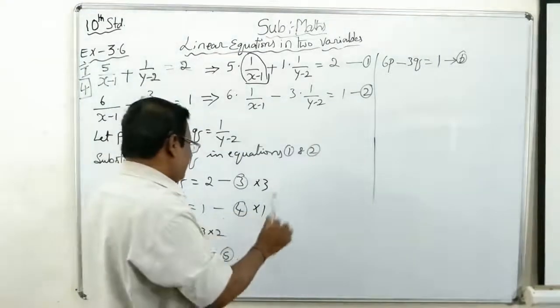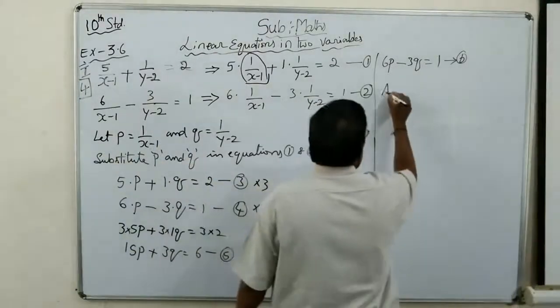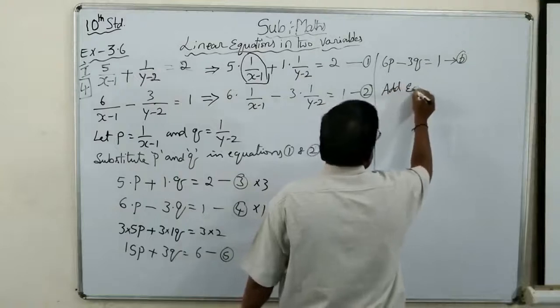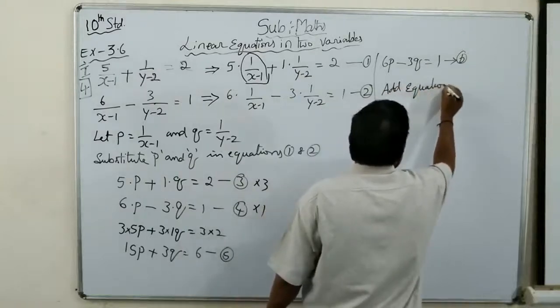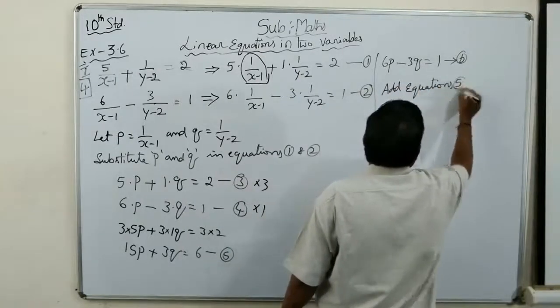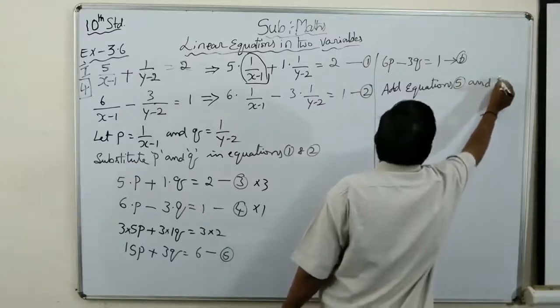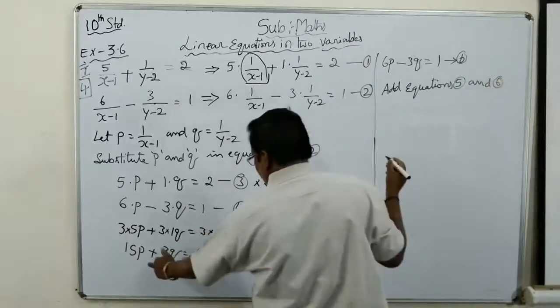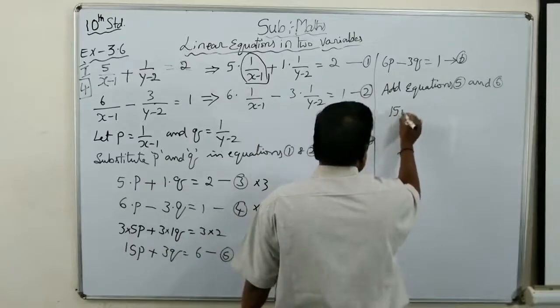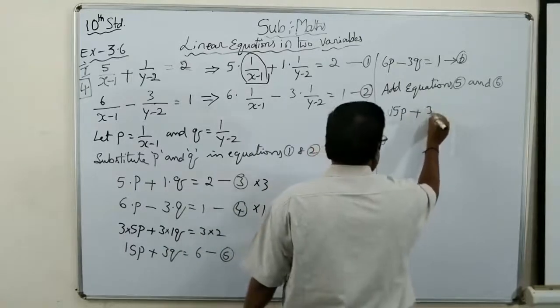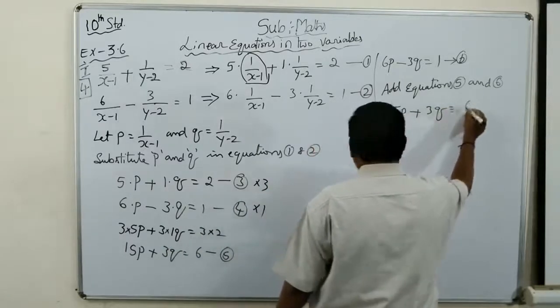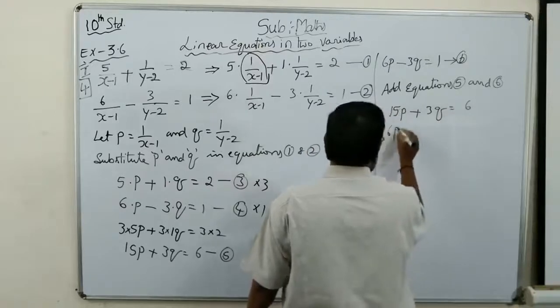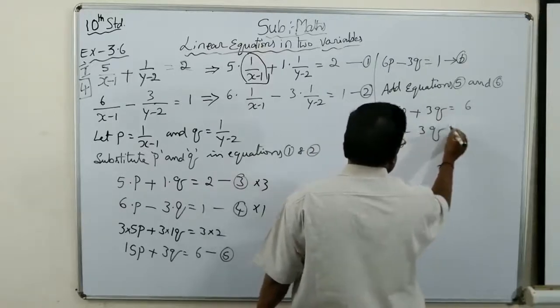Next, add equations 5 and 6. See, what is the fifth equation? 15p plus 3q is equal to 6. And 6p minus 3q is equal to 1.